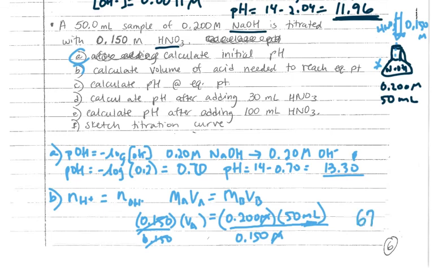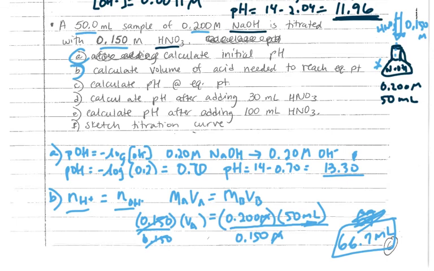So 0.2 divided by 0.15 times 50 is a volume of 66.7. I need 3 sig figs, so 66.7 milliliters, because initially I'm given 3 sig figs in all of these. So 66.7 milliliters of acid is what we need to add in order to have the same number of moles of hydrogen and hydroxide. And that is the definition of the equivalence point.